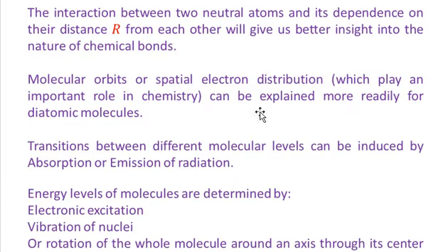Molecular orbits or the spatial electron distribution. Here I am using the word molecular orbits. Molecular orbits actually have nearly the same shape as the spatial electron distribution, which plays an important role in chemistry. The molecular orbits can be explained more readily for diatomic molecules. The transitions between different molecular levels can be induced by absorption or emission of radiation.